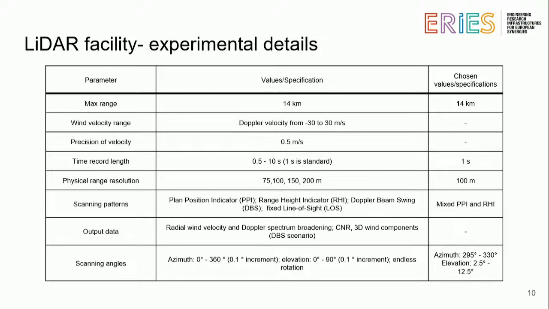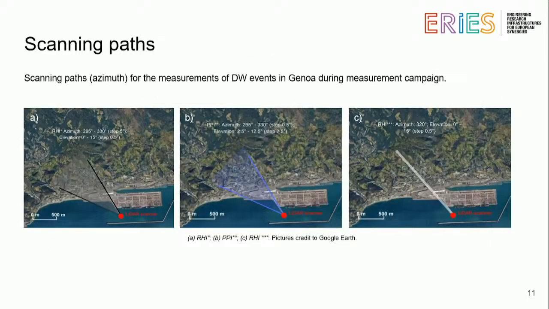For this project, mixed PPI and RHI were chosen. Here are azimuthal angles chosen. So azimuth went from 295 degrees to 330 degrees. So as I already told you, here at the exit of Turkino Valley, a hotspot for downslope winds, this triangle is quite appropriate to catch those downslope winds.